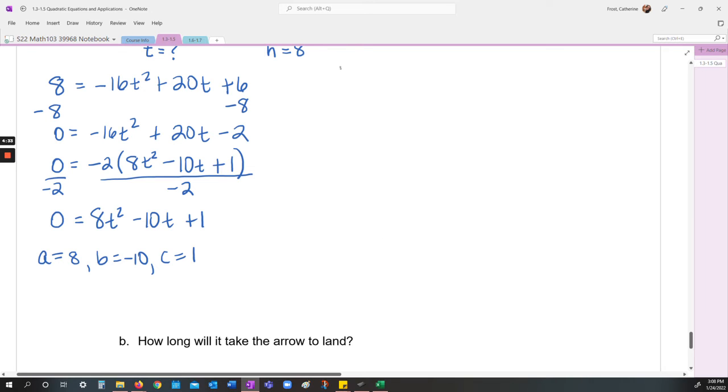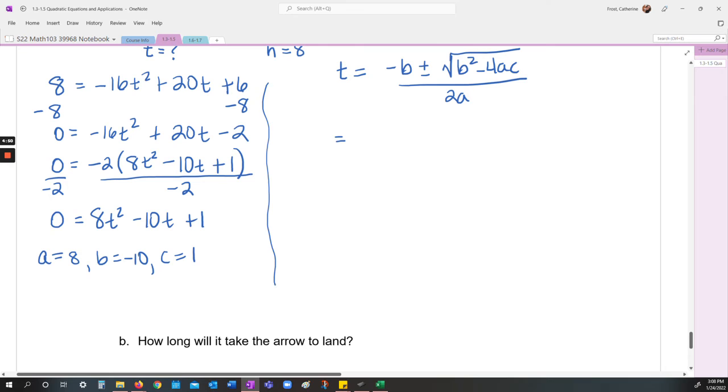Okay, so the quadratic formula, technically it would be t equals negative b plus or minus the square root of b squared minus 4ac all over 2a. Okay, so equals negative negative 10 would be just positive 10 plus or minus square root. Negative 10 squared would be 100, and then minus 4 times 8 times 1. Maybe I'll just write that out. 4 times 8, well, times 1. Don't really need to write that, but I'll put it in there. And then all over 2 times 8.